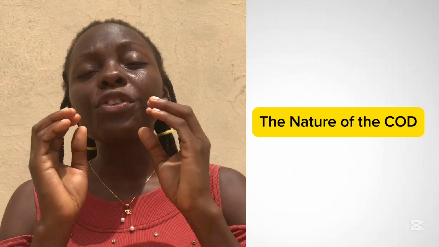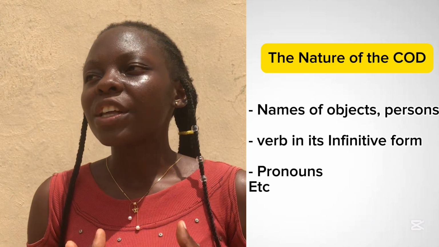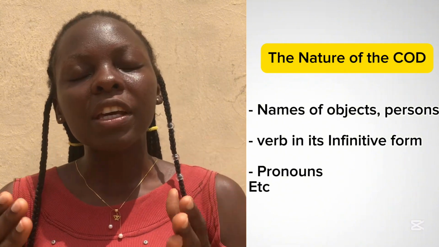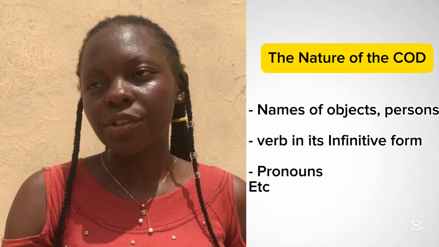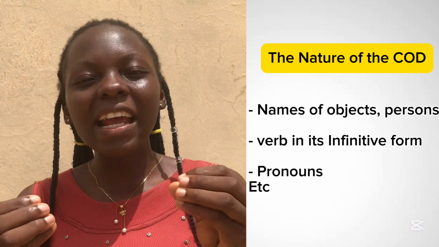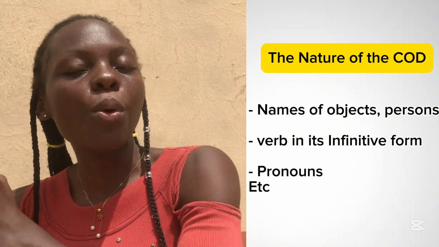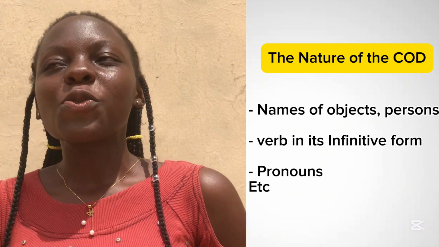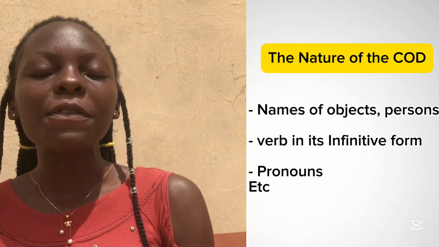So talking about the nature of the COD, it can be the name of something, it can be the name of somebody, that's a proper noun. You can use la télévision as we've used, you can use Paul. Imagine we say, il regarde Paul. So instead of asking the quoi question, you are going to ask the qui question. Il regarde qui? That is still the COD, il regarde Paul. So Paul is the COD.